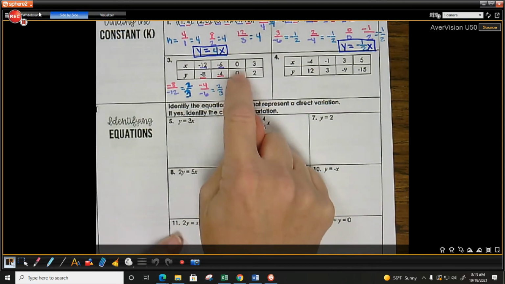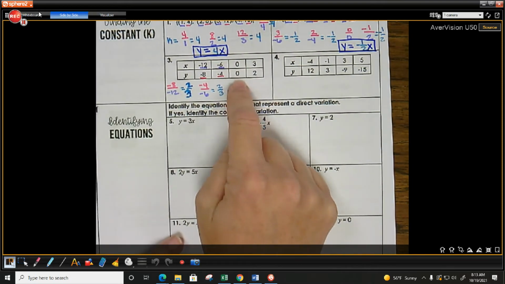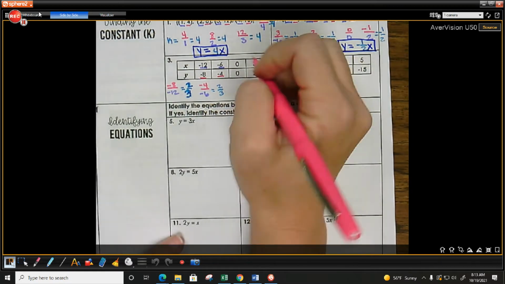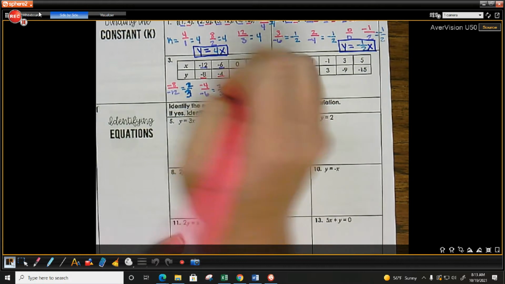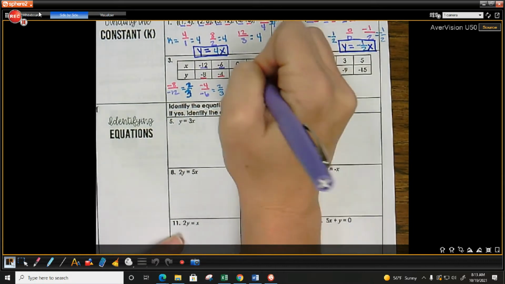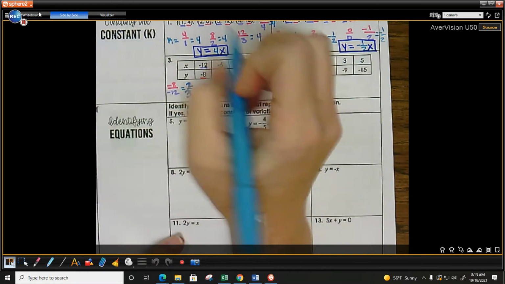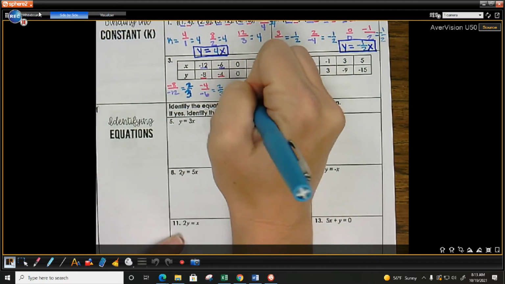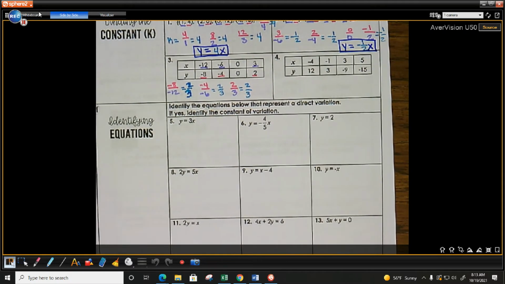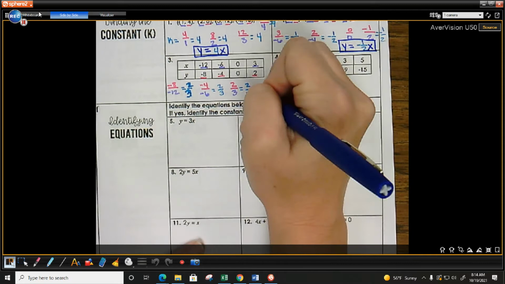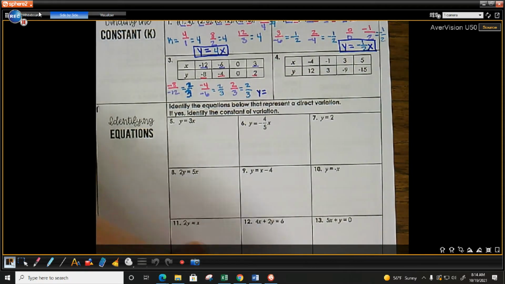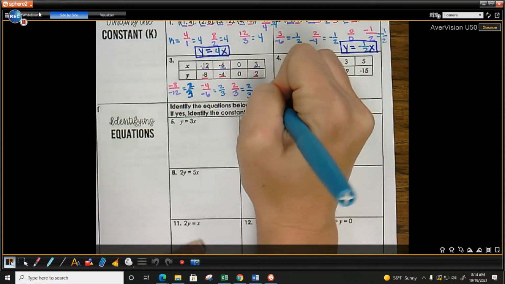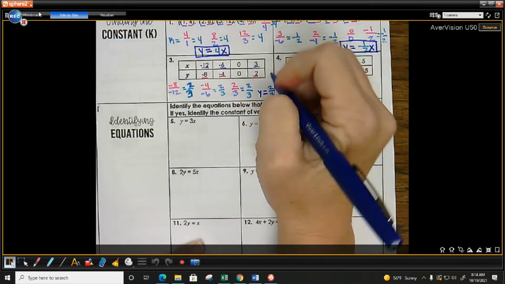Do I need to try 0 over 0? No, because that's just the origin. That's telling me, yes, this goes through the origin. Okay, so then 2 over 3, which is 2/3. So do I get the same constant of variation every time? Yes, so is this an example of direct variation? Yes, so I get y equals, what's my k? 2/3 times x.